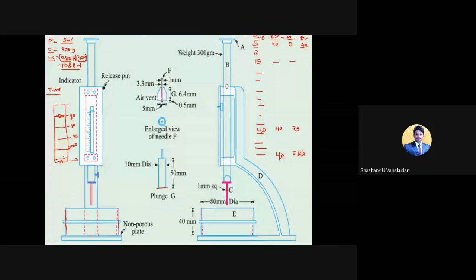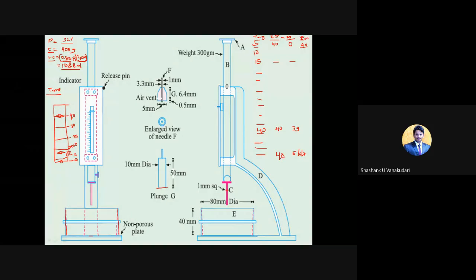This indicator should reach this part. This is 0, 5 and 10, right? This is 6 and this is 7. So it should come and reach in between these three. Till that you should do the trials. This needle may touch any of these three. This is 5, 6, 7.